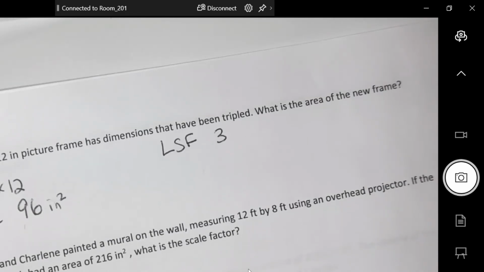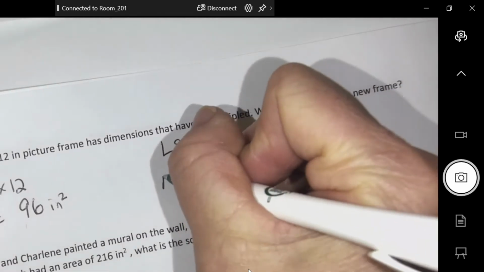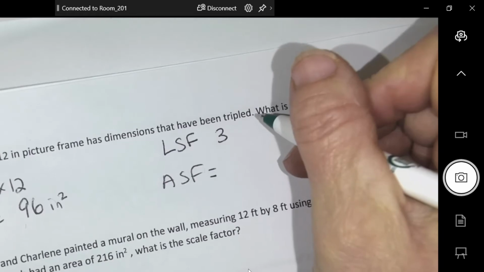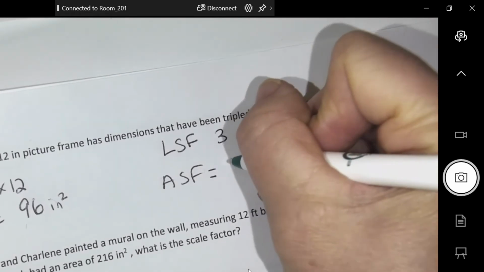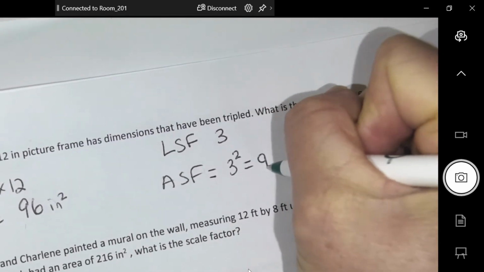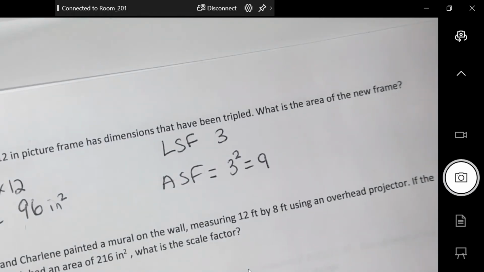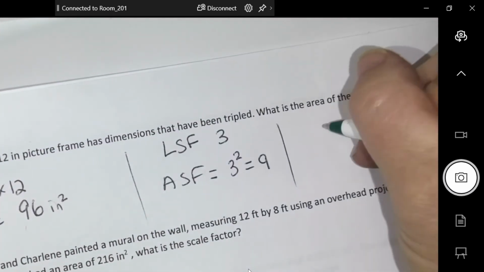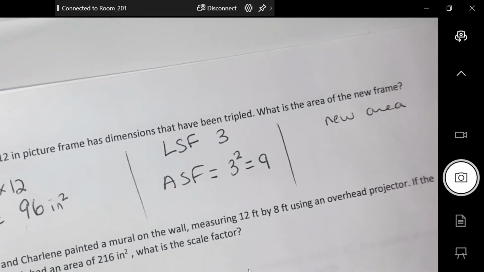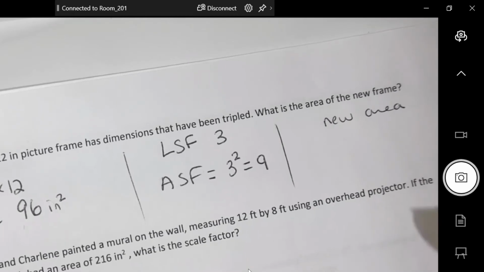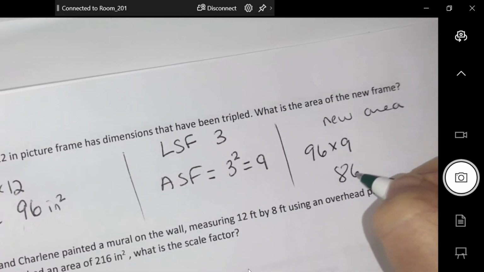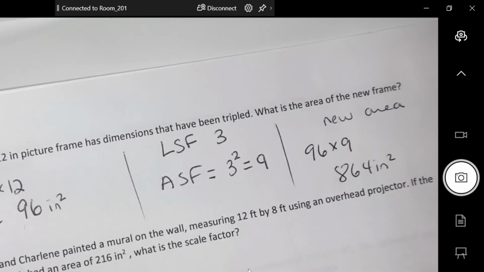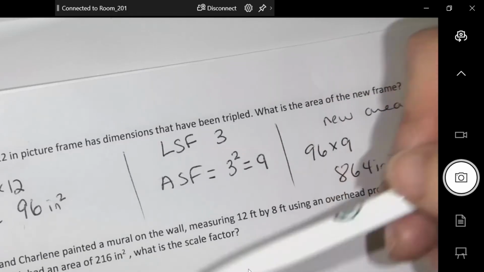So my area scale factor would be what then? If the sides change 3 times bigger, the area would change 9 times bigger. So the new area would be 96 times 9. I feel like every time I've done these, I kind of section it into 3 chunks, right?